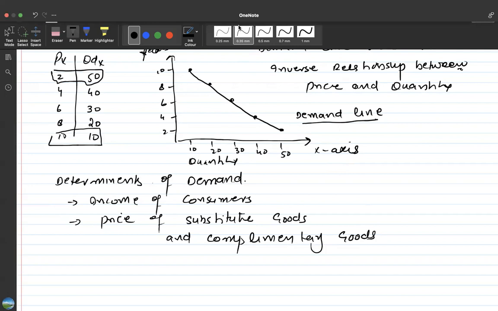Let me tell you again. When the price of one substitute rises, for example, the price of Pepsi rises, the demand of Coca-Cola will also increase, because people will leave Pepsi and they will start taking more Coca-Cola. And when the price of a complementary good rises, the demand of other complementaries will fall. For example, if petrol becomes expensive, people will stop buying cars and bikes, because petrol is becoming expensive. So the complementary good won't be used with that product. That's why the demand of other complementaries will also fall.